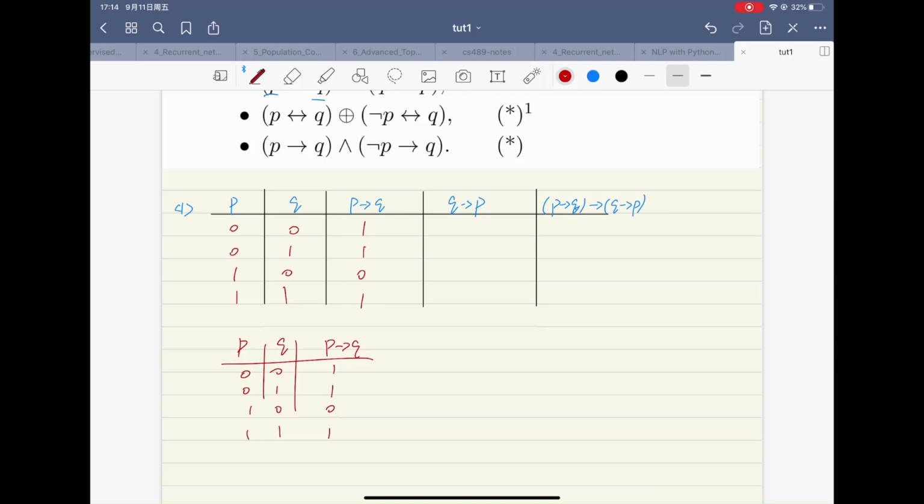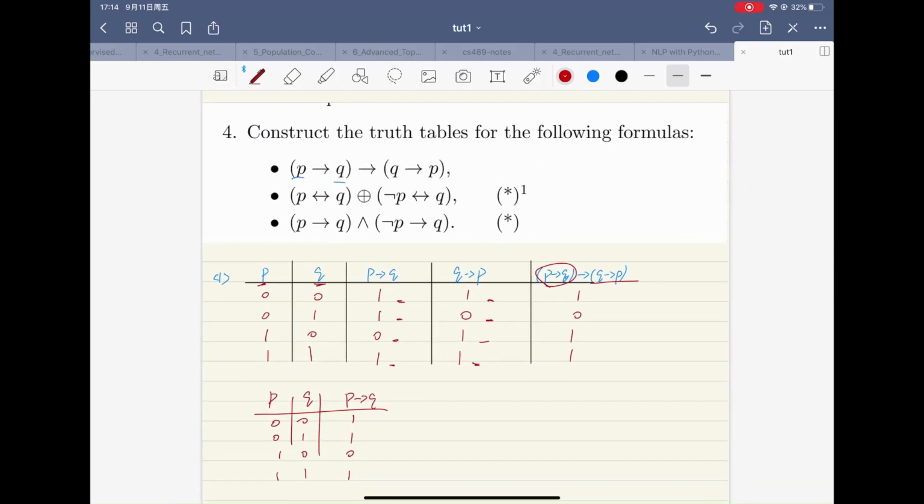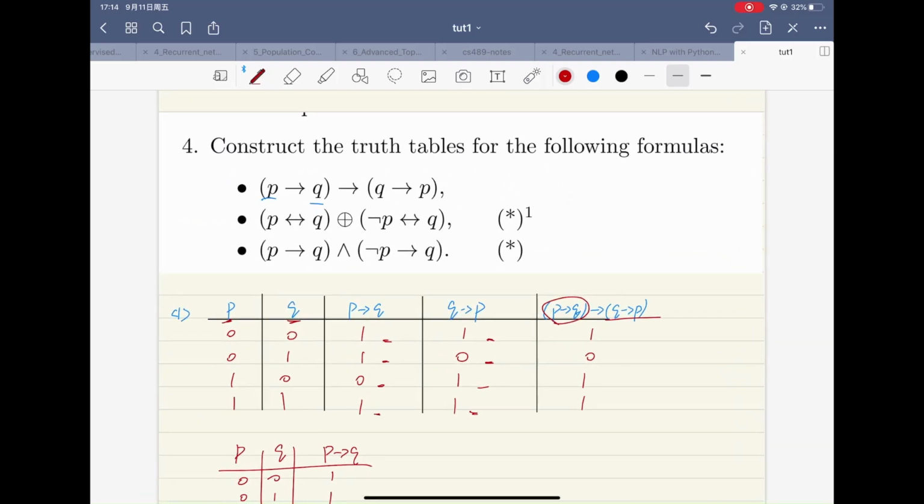Then we need the Q implies P. Q here, P here. False implies false is true, true implies false is false. And we have true, true here. Then we need P implies Q implies P. So we need the 1 implies 1. True implies true is true. True implies false is false. False implies true is true. And true implies true is true. Right? Very simple. It's just the truth table, and not hard.